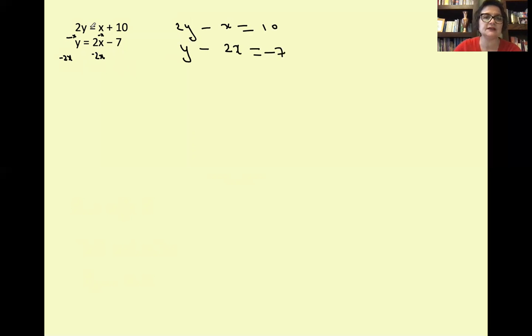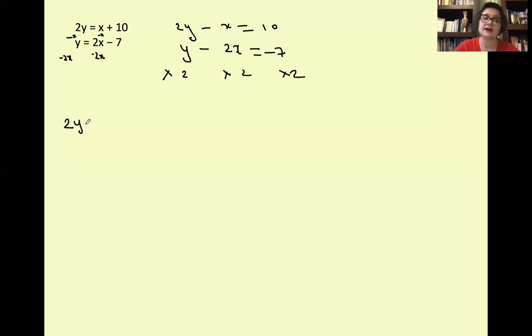So I just rearranged. I did not change anything. I made sure that the y and the x are both on the left-hand side. So then when I subtract, I can see that I've done the right thing. See, I have y's, both of them are positive, and so that's what I want. But the coefficient is not the same. So I'm going to change the coefficient of the y in the second equation to 2. And how do I do that? By multiplying by 2 every single term of the second equation.